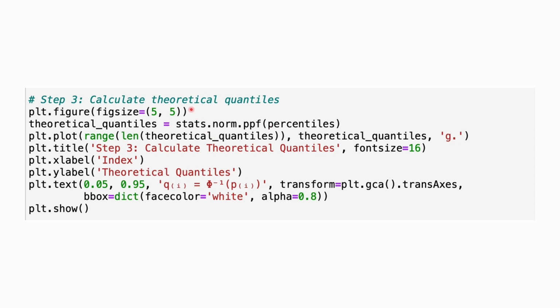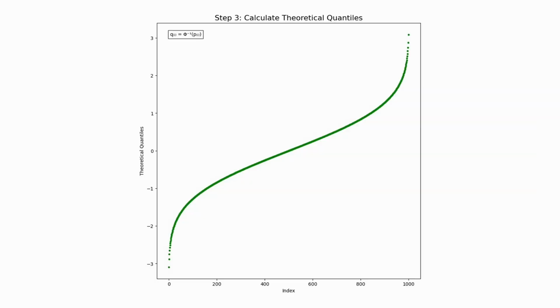Step 3 is to calculate the theoretical quantiles from the distribution. For example, if we want to compare the data to a normal distribution, we can use the quantile function of the normal distribution to calculate the theoretical quantiles. For each percentile, we calculate the theoretical quantile by using the quantile function. The theoretical quantiles are shown here.